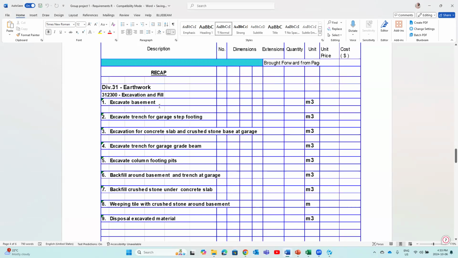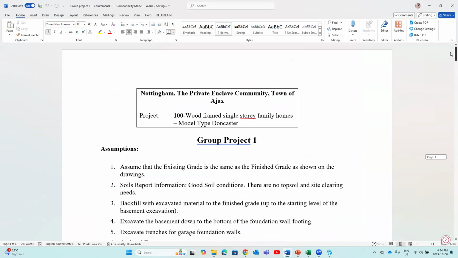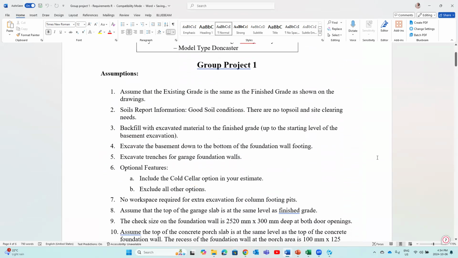So for example, excavation, right? We have 9 items you need to get the quantities for. You say excavation, basement, trench excavation, right? Excavate trench for grass step footings, then backfill or whatever. After you go through these requirements, the next thing you need to do is open the drawings.